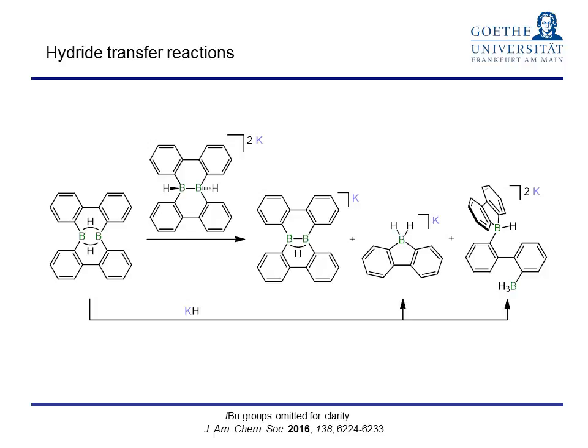To scrutinize if a hydride transfer is a likely reaction, the neutral borane was mixed with potassium hydride. The 2 anions to the right were the final products, which supports the hydride transfer mechanism.